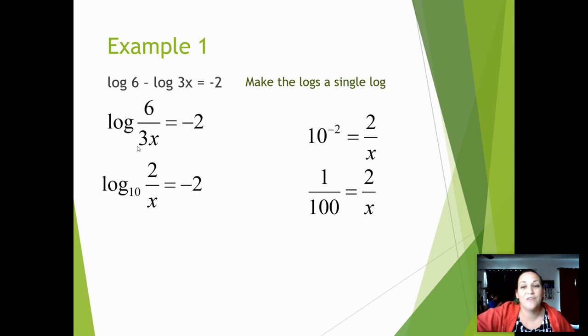Next, since I have a fraction equal to a fraction, I am going to cross multiply. So I will multiply the x times the 1 and the 100 times the 2. And once I do that, I'm done, because now my x is by itself. So the answer to this problem is x equals 200.